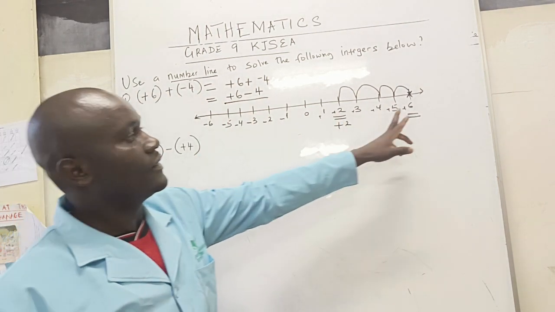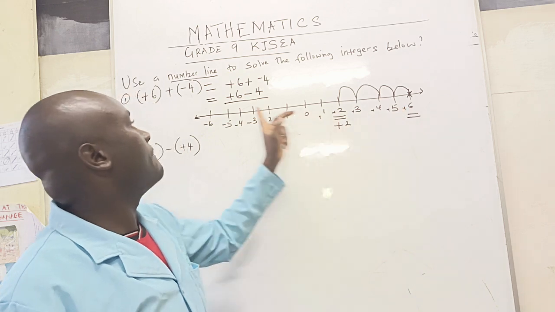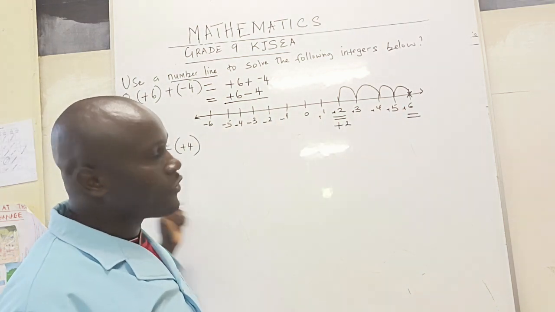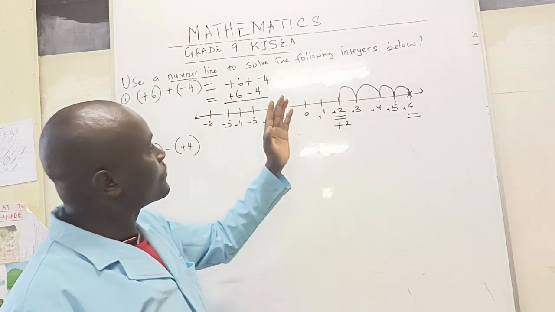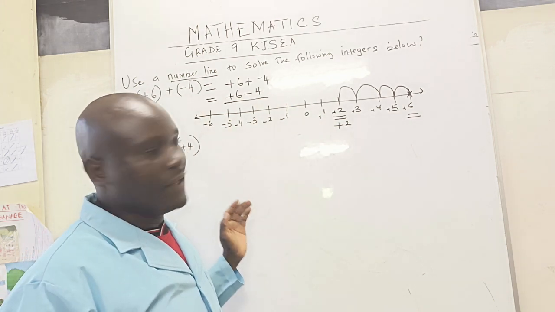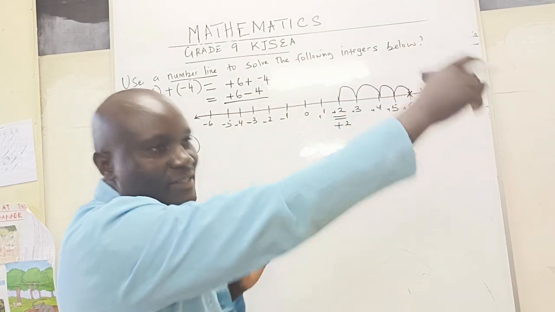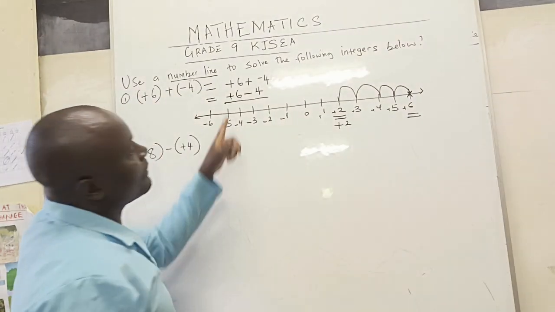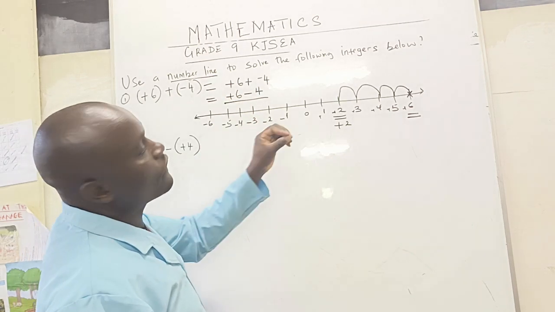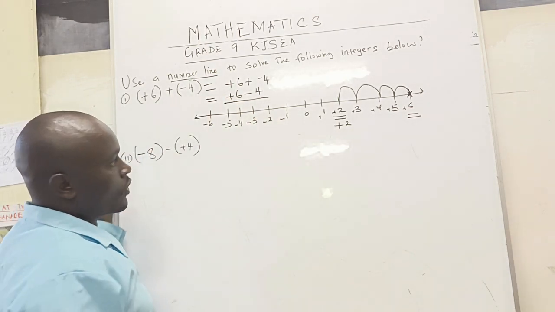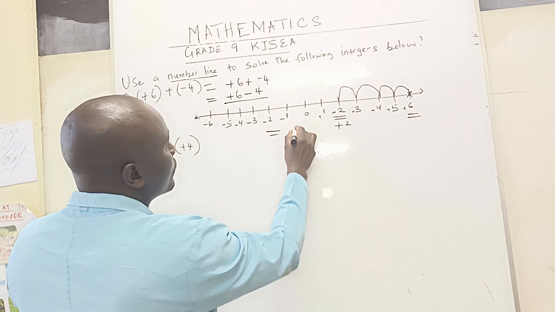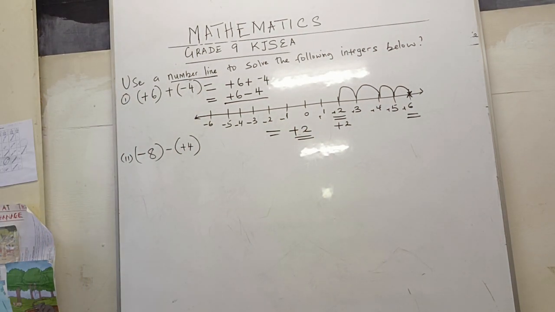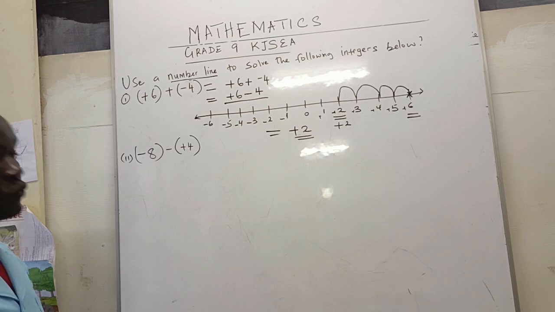Plus 6. That's where positive 6 is. Then minus 4, it means I go 4 steps to the left because it's a minus. If it was a plus, then I go 4 steps to the right. But because it's a minus, a negative, I go 4 steps to the left. So our answer here is positive 2. Right? Positive what? 2.